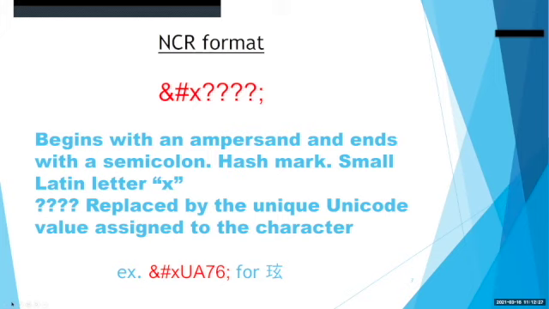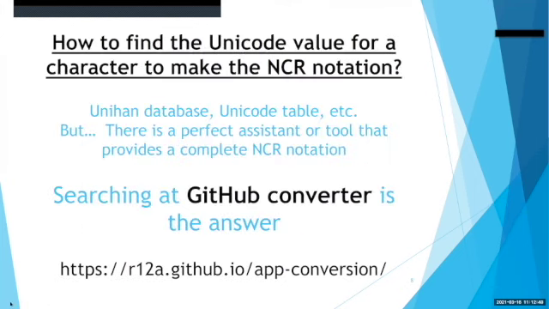At the bottom, there's a real NCR example for the character Hyun in a Korean name. A976 is the hexadecimal value. That value is surrounded by ampersand, hash mark, lowercase x, and semicolon. Next, please.